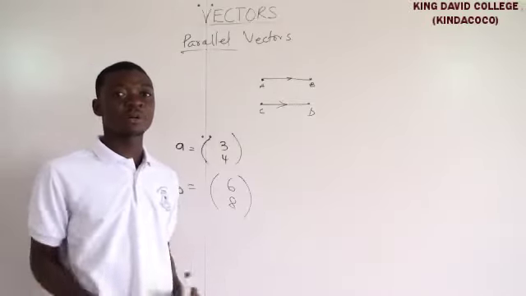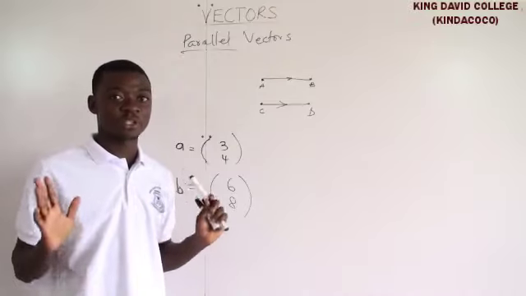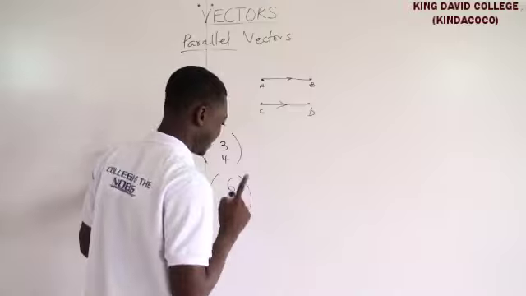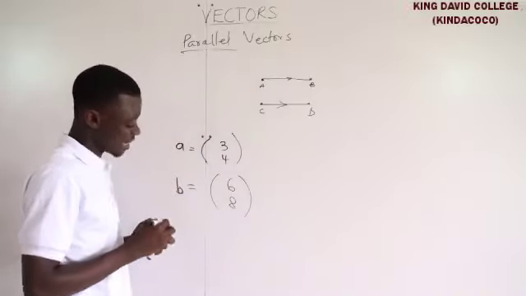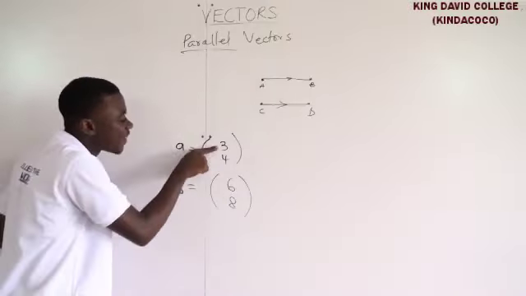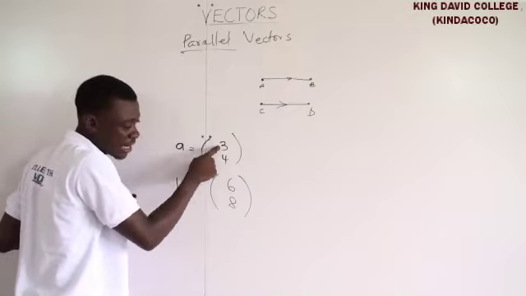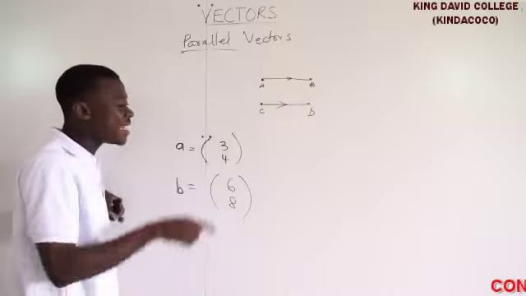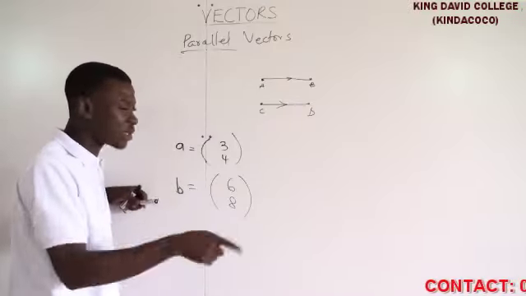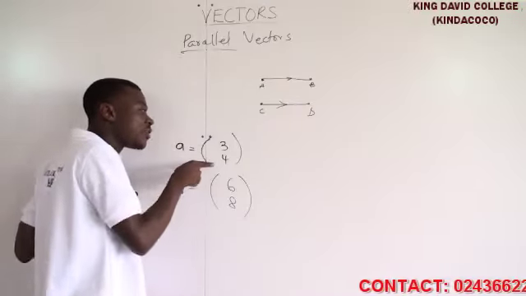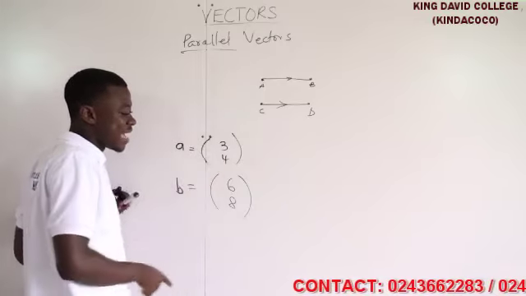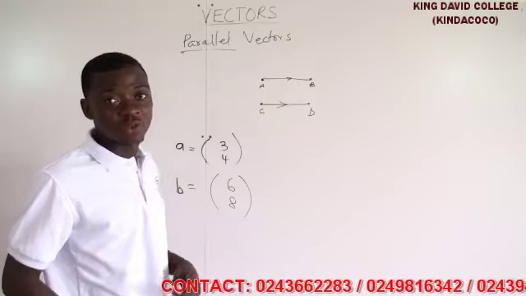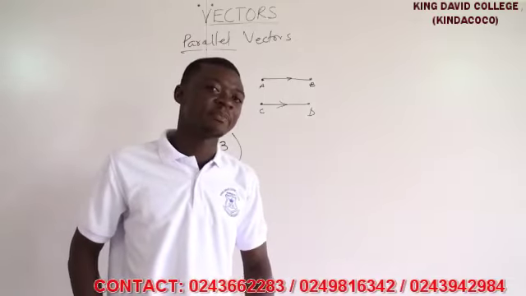Just use normal scalar, normal ratio and proportion. If you divide the x value of this by the x value of this, and the answer you get is equal to the division of the y value of this and the y value of this, then we say the two of them are in parallel.